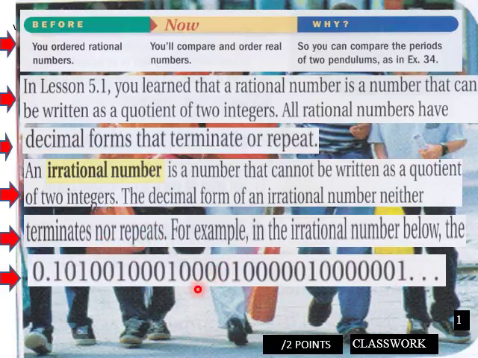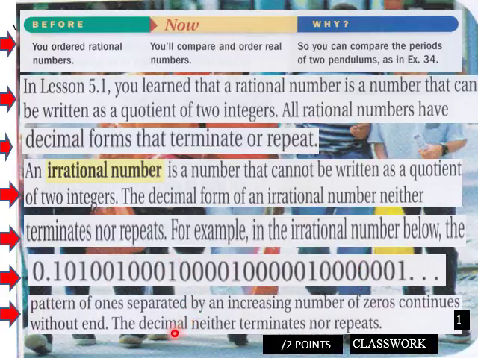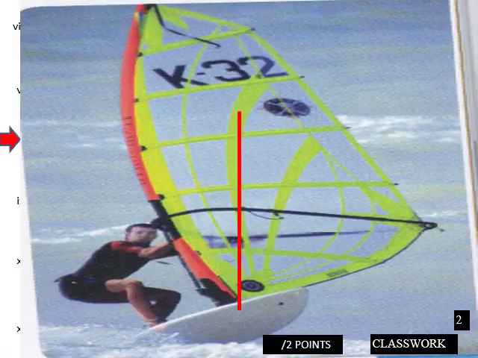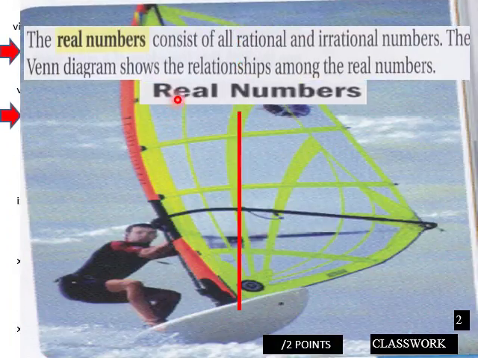For example, in the irrational number below here, look at that. The pattern of 1 separated by an increasing number of zeros continues without end. The decimal neither terminates nor repeats, so that's a fine example of an irrational number. Real numbers consist of all rational and irrational numbers, so reals contain irrationals too.